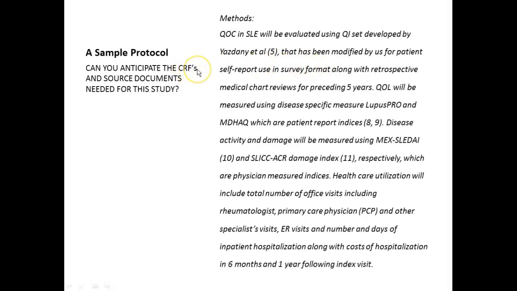So a couple questions to engage you as we apply what we have learned in the pre-study and protocol execution phase. Can you anticipate which one of these items that I briefly mentioned in explaining this methods, which one of those items do you think count as case report forms? Or what other kind of case report forms do you anticipate will be necessary to capture some of the data that has been described in this method section? I'll just give it a few seconds and then I'll give the answer to you.